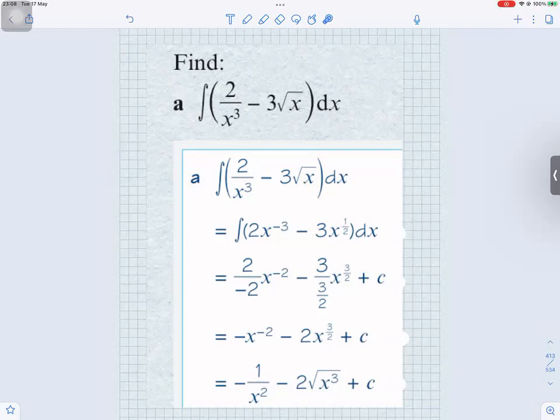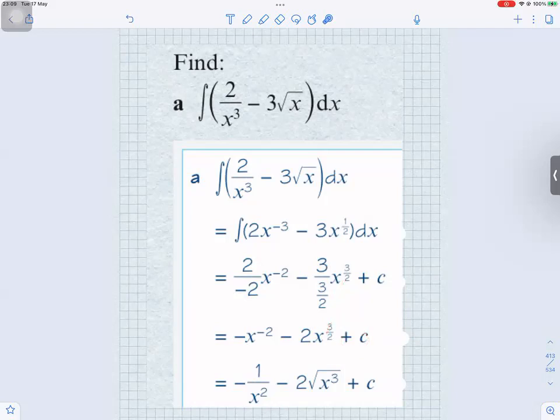Now you can integrate. Add 1 to the power, minus 3 plus 1 gives you minus 2, and you divide by the minus 2. Half plus 1 gives you 3 over 2, and you divide by 3 over 2. Plus the constant of integration. Now you simplify. 2 divided by minus 2 is minus 1. Minus 1, we don't write the 1. And then there's x to the minus 2. Minus 3 divided by 3 over 2 gives you minus 2. And then x to the 3 over 2 plus c.